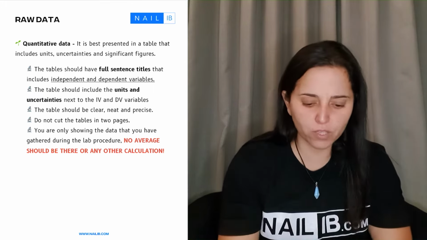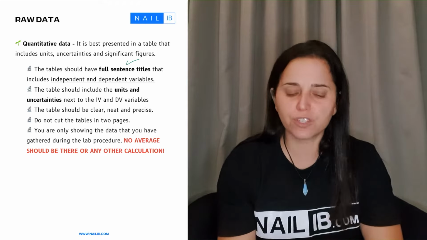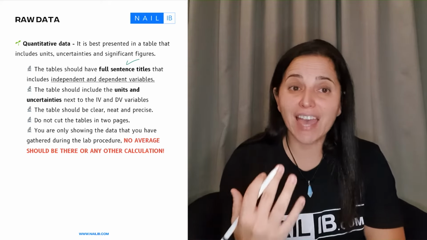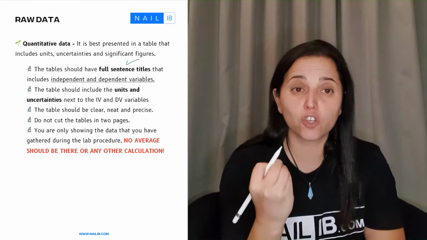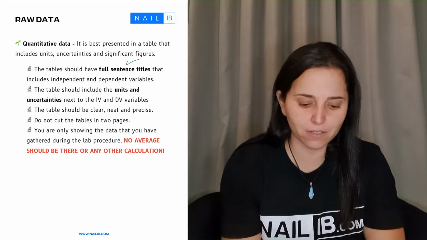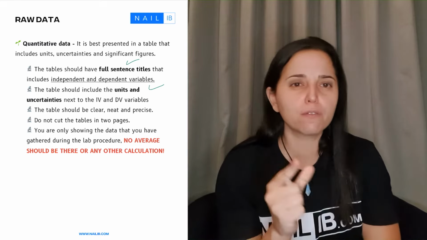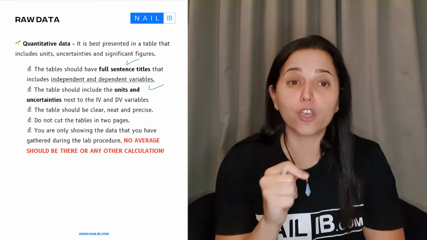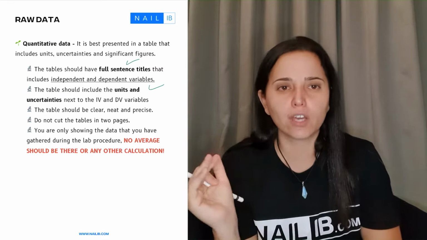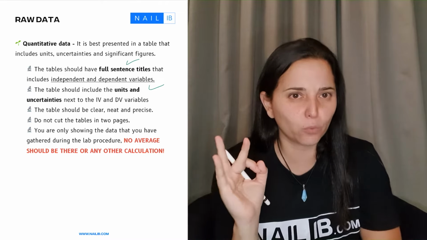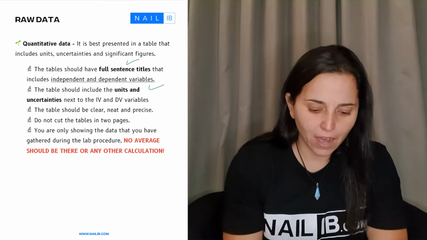So every table that you have should have a full sentence title, okay? In that sentence, you should mention your independent and your dependent. Make sure all the units are inserted there. We are going to look for those units. If you're missing a unit, or if you're missing uncertainty, you get points off. That's how picky we are. We're going to pick on that.